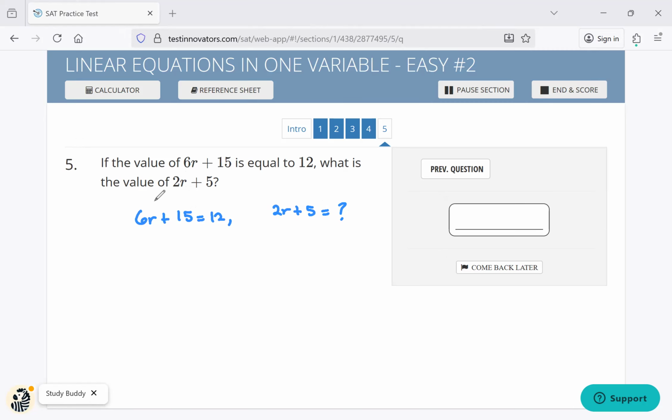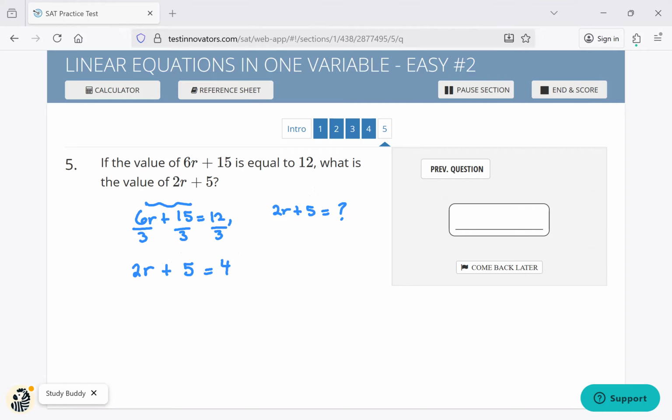I really want this left side. Can I make the 6r plus 15 equal to 2r plus 5? I think so. I think we could divide everything by 3. So I'm going to divide everything by 3, including the 12. What's 6r divided by 3? That's 2r. Plus what's 15 divided by 3? That is 5. Equals what is 12 divided by 3? 4. Okay, we are good.